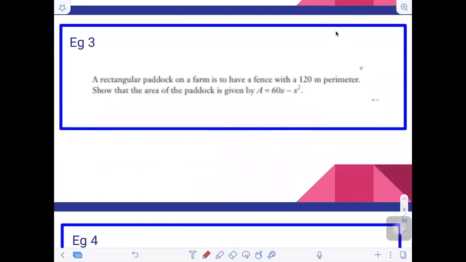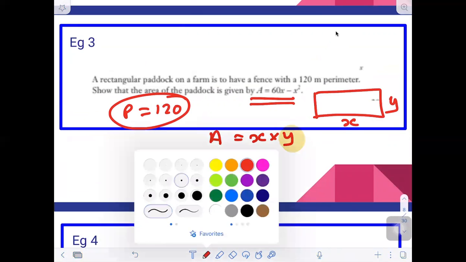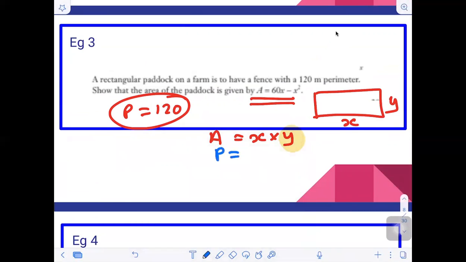So number 3, we have a rectangular paddock. The perimeter is 120, so that's your bit of information or your restraint. We're going to call this x and y. So we're talking about the area here. So the area is x times y, but it is in terms of two variables, so we need to get rid of the y. So let's use that the perimeter is 120.